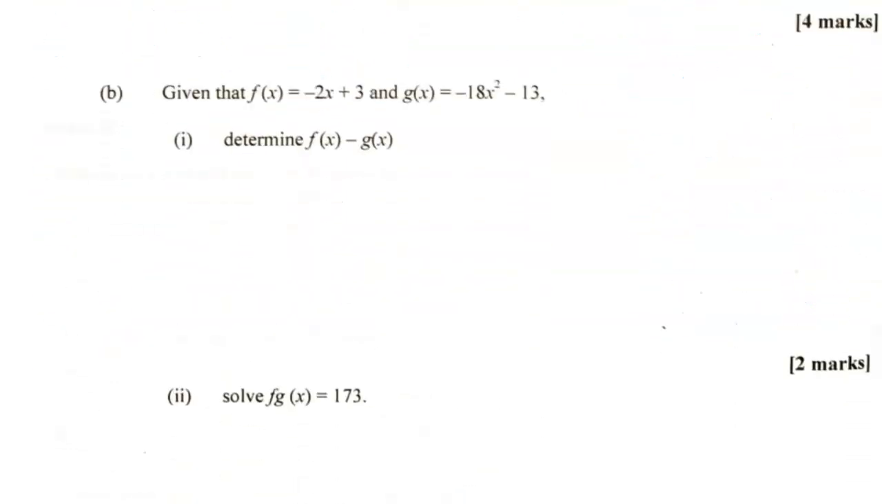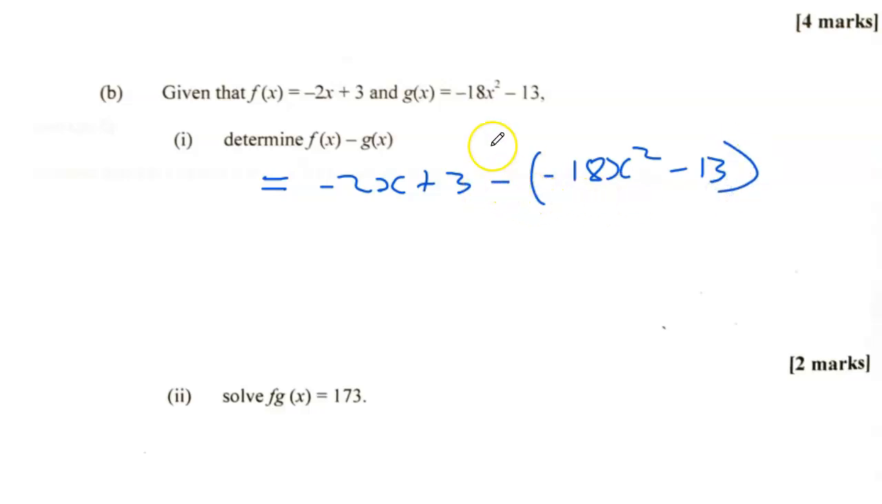Part B, given that f of x equal to negative 2x plus 3 and g of x is equal to negative 18x squared minus 13, determine f of x minus g of x. So f of x, that's minus 2x plus 3. Subtract g of x. What's g of x now? Minus 18x squared minus 13. So the bracket is very important. There is minus all of g of x. So we end up with minus 2x plus 3.